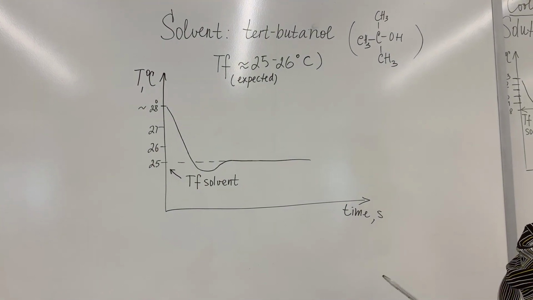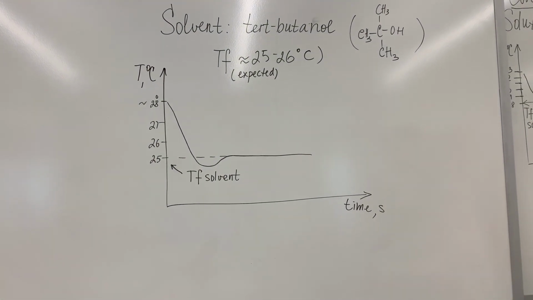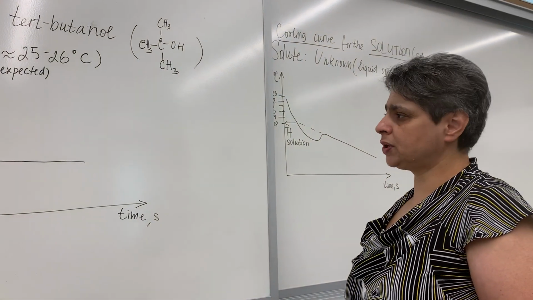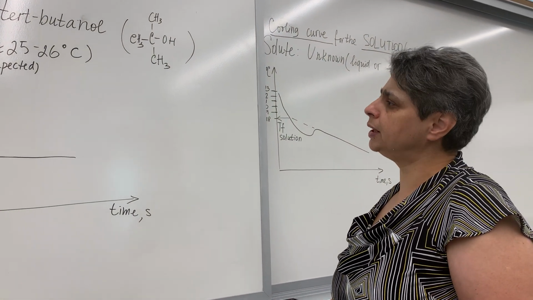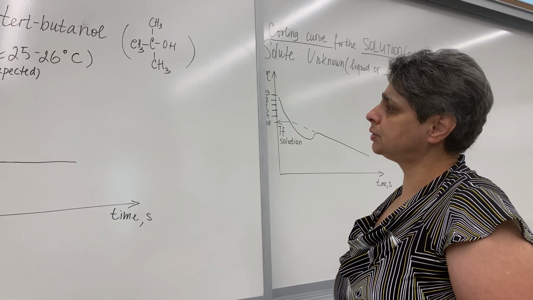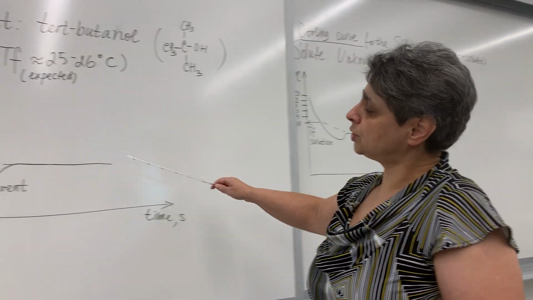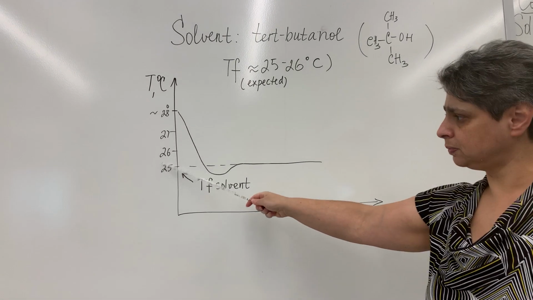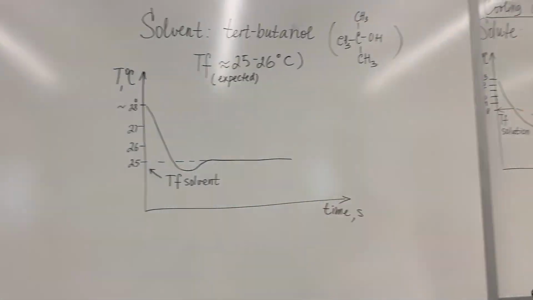It may be a little bit below because tert-butanol happens to absorb moisture really well, and of course any moisture that is absorbed will act as a solute, and so it may lower the freezing point of tert-butanol a little bit, but we do expect it to be right around 25 degrees or so.